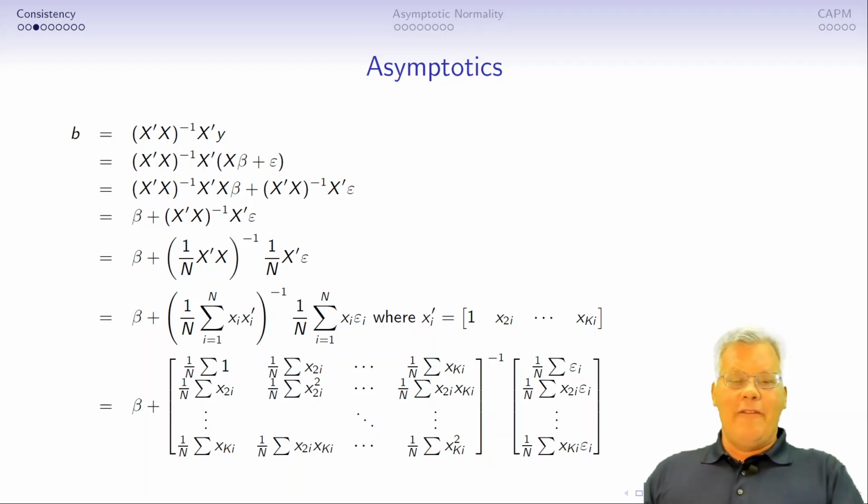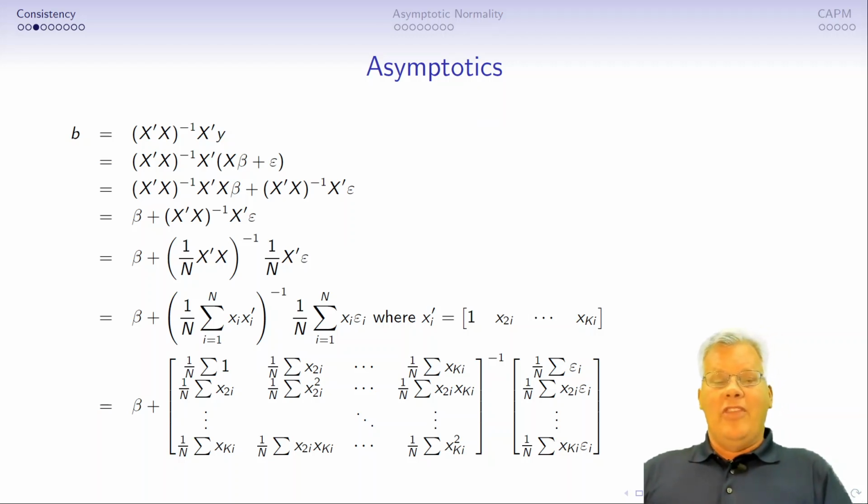So asymptotically, that first element is, in essence, 1. And then you'll notice as I go across the top row of that first matrix, each element is, in essence, the sample mean of x2, the sample mean of x3, etc., up to the sample mean of x sub k. And since this is a symmetric matrix, that means that the first column is equivalent to the first row.